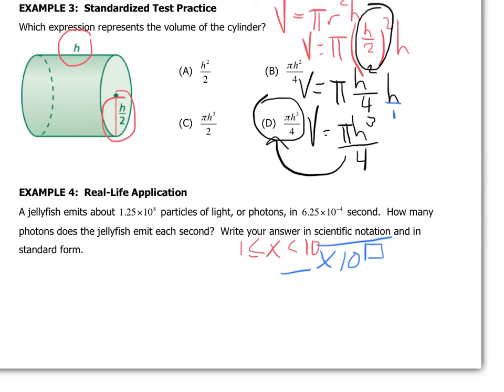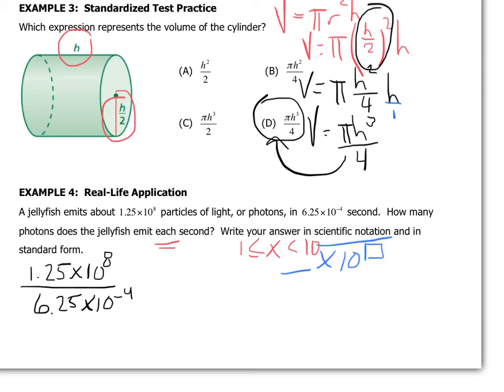Well, when I look at this first example, I'm talking about the jellyfish having this many particles of light, or photons, in 6.25 times 10 to the negative fourth seconds. How many photons does the jellyfish emit each second? So basically this is looking for a unit rate. We're looking for something for each second. So basically what I want to do is 1.25 times 10 to the 8th divided by 6.25 times 10 to the negative fourth.